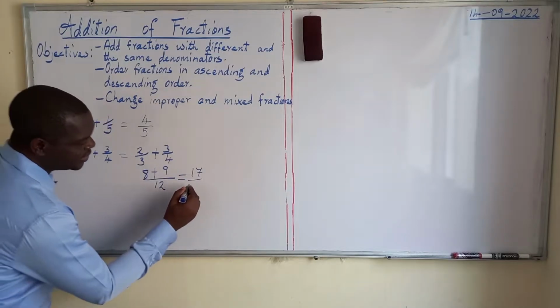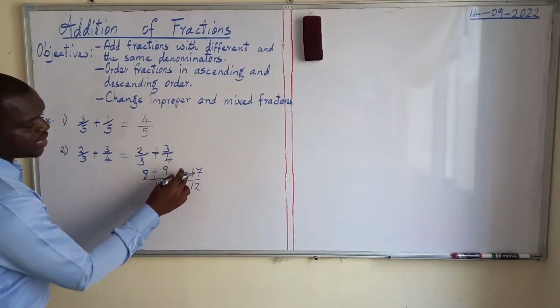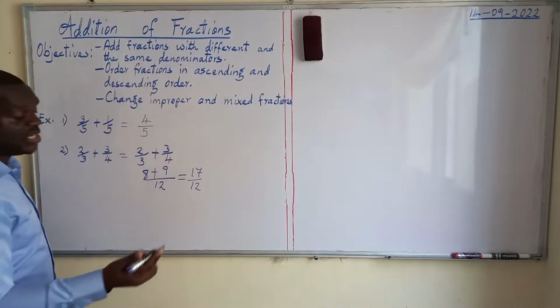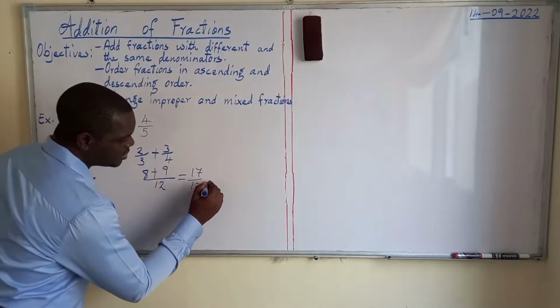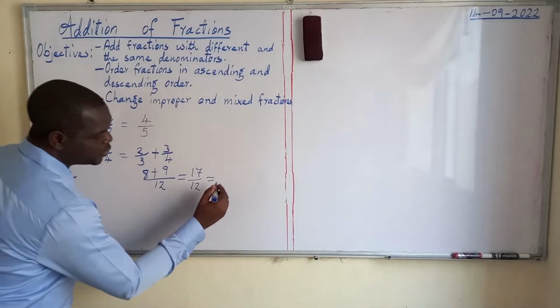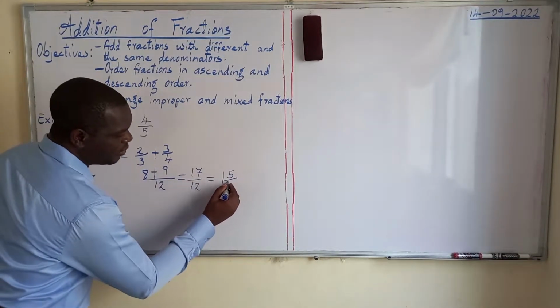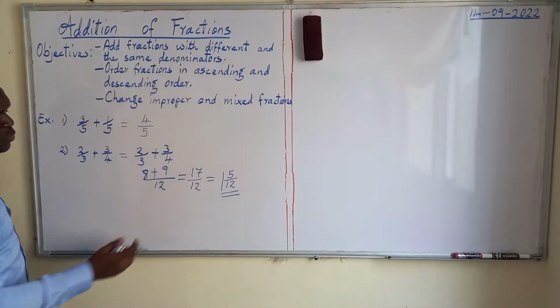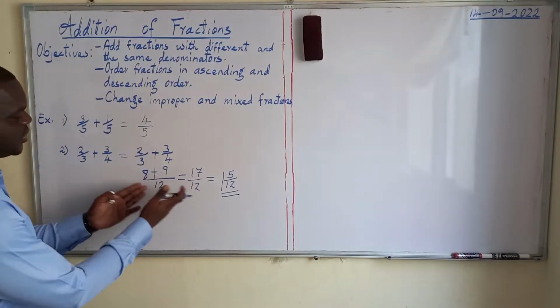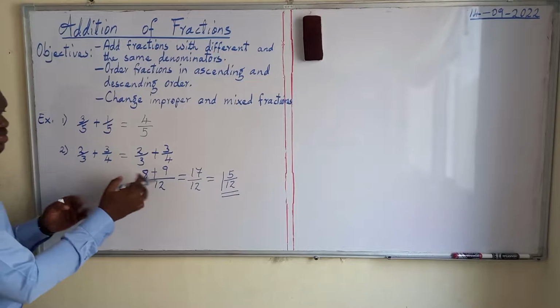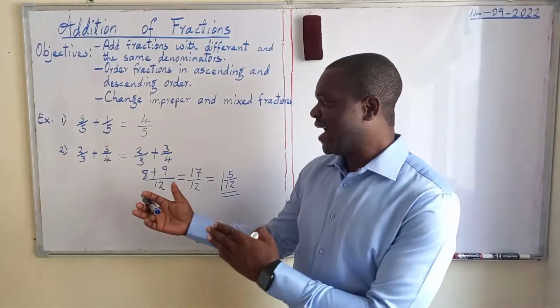This over 12. And if this is an improper fraction, we can change it to a mixed number. 17 divided by 12 will give one whole number, and the remainder is 5 over 12. So this is what you do if you have a question as such with different denominators. Let's look at another example.